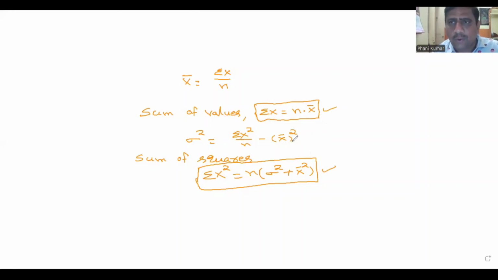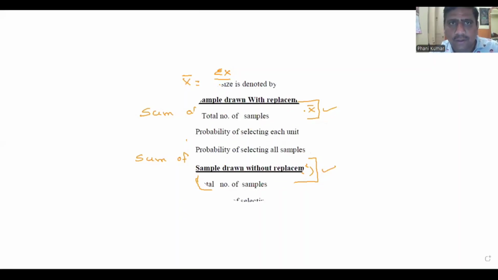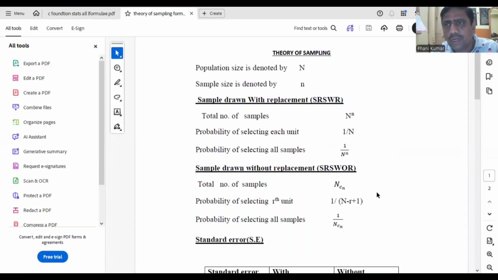Okay. And now I am sharing the formulas for sampling, which I missed in the previous video. I am sharing formulas involved in the theory of sampling. We know that population size is denoted by capital N, and sample size is denoted by small n.